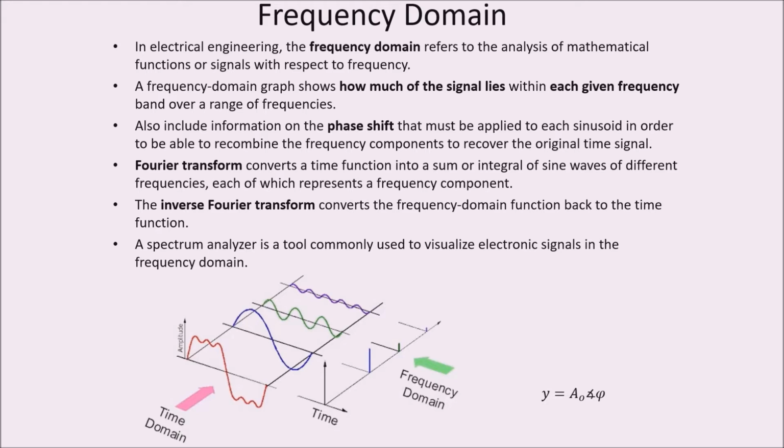Fourier transform converts a time function into a sum or integral of sine waves of different frequencies, each of which represents a frequency component. The inverse Fourier transform converts the frequency domain function back to the time domain function. A spectrum analyzer is a tool commonly used to visualize electronic signals in the frequency domain.